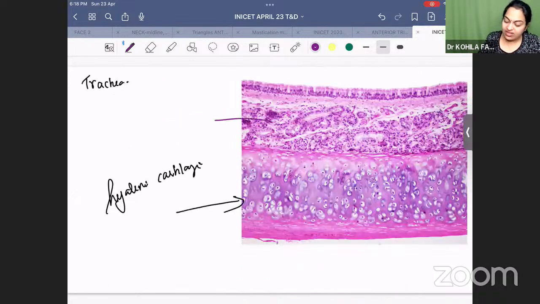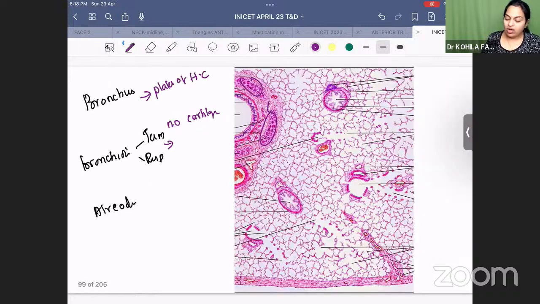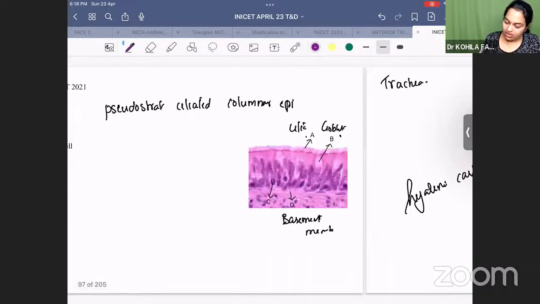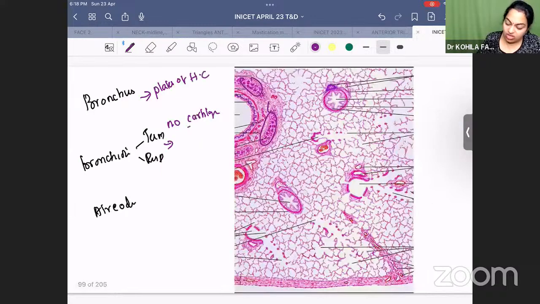Here in the trachea, these are the seromucous glands that you see in the submucosa. Okay, so as we go lower down, what happens? In the bronchiole, remember, there is no cartilage, there are no glands, no goblet cells.